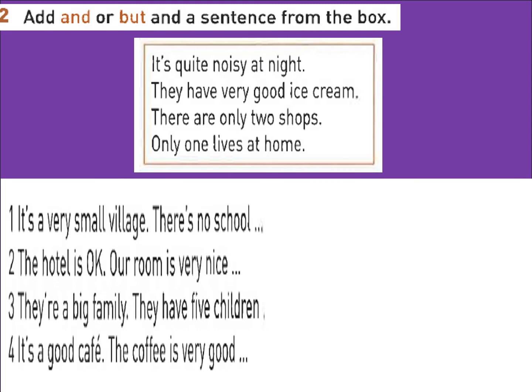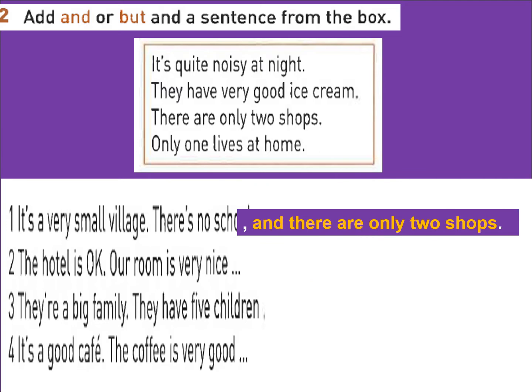Now, use the expressions in the box to complete each sentence. For example, number 1. It's a very small village. There's no school. That's a bad thing. There are only 2 shops. That's also a bad thing. So we join it with and. It's a very small village. There's no school and there are only 2 shops.